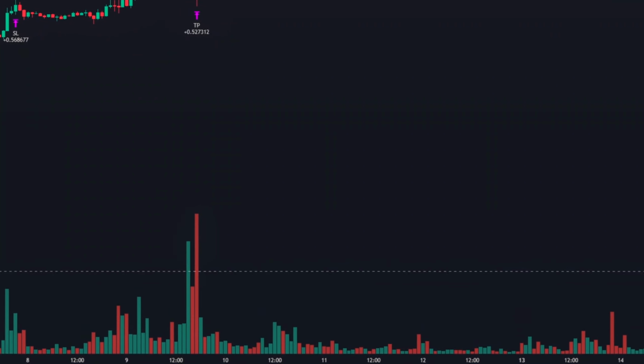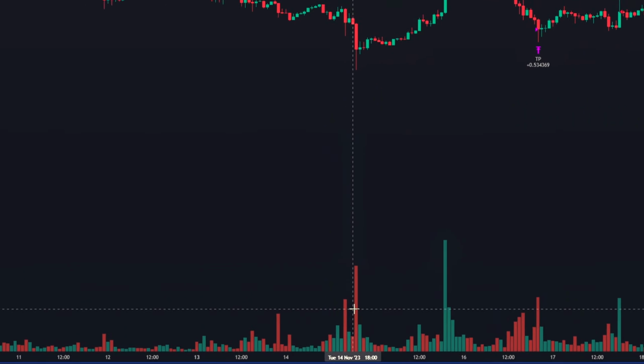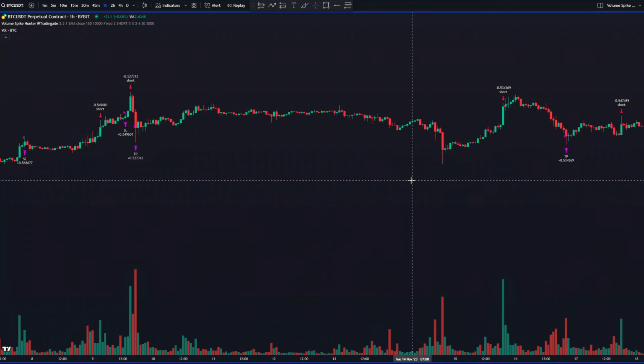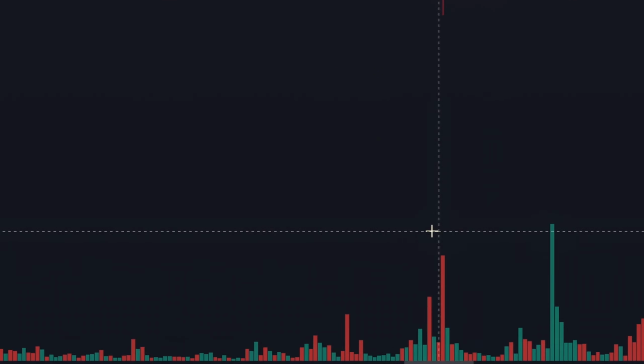Volume is the representation of the buy and sell pressure in that particular time period. This strategy is a reversal strategy. That means that after a signal is generated, we expect the price will change direction. And we pay our attention to these huge volume spikes.